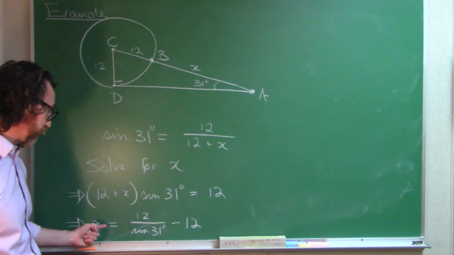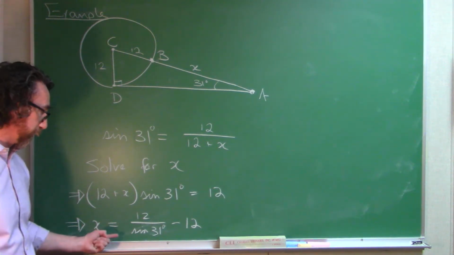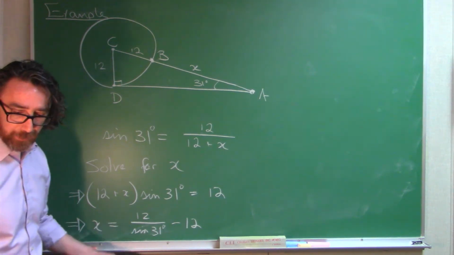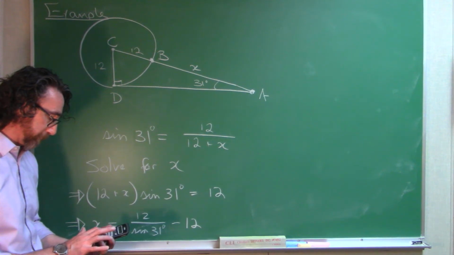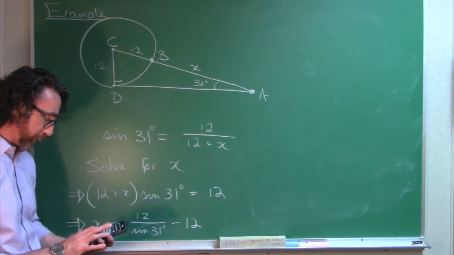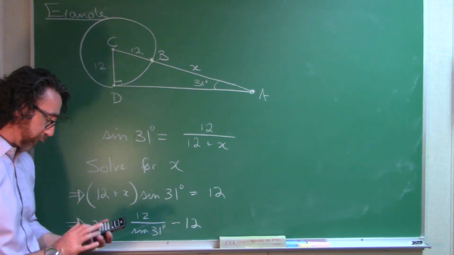Now once we've got this, we can use our calculator to do the computation. So 12 divided by sine 31, minus 12.